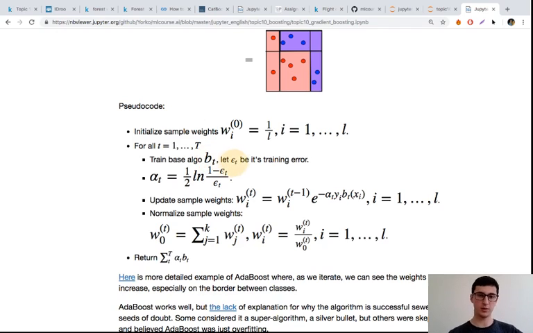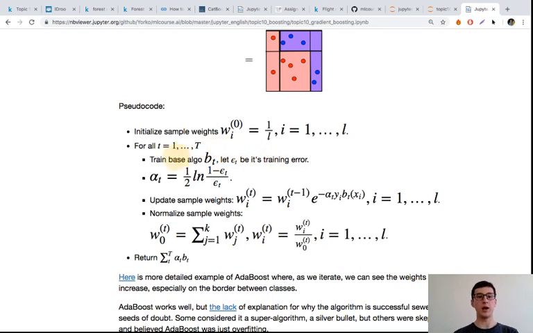So let's denote by epsilon_t the training error of this algorithm at the current iteration, so just a training error measured on the training set. When they started analyzing boosting theoretically, they made this requirement that epsilon_t shall be lower than 1/2. If it's lower than 1/2, then it means that our algorithm b_t is a bit better than random guessing.